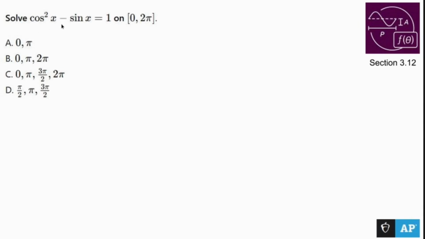Solve cosine squared x minus sine x equals 1. Well, there's a little rule that says sine squared x plus cosine squared x equals 1. That's called a Pythagorean identity. Why does that matter? Well, if I were to subtract sine squared x from both sides, I now know that cosine squared x is 1 minus sine squared x.